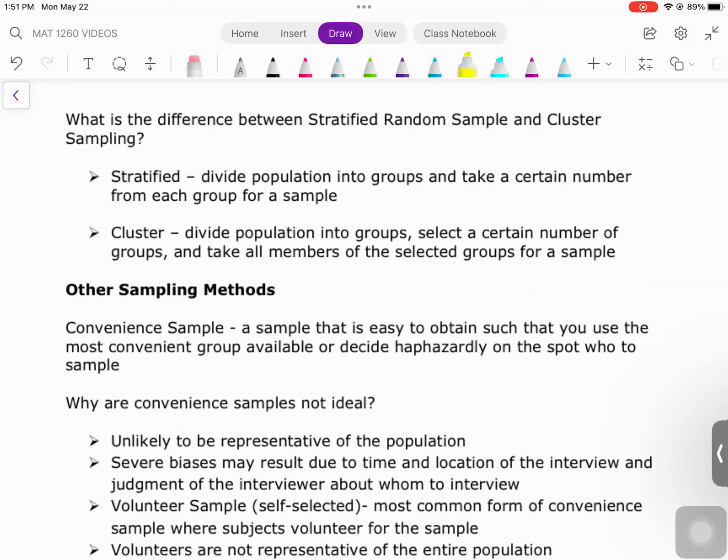So to summarize the difference between stratified random sampling and cluster sampling: in stratified sampling, we divide the population into groups and take a certain number from each group. In cluster sampling, we divide the population into groups, select a certain number of the groups, and take all members from those selected groups.